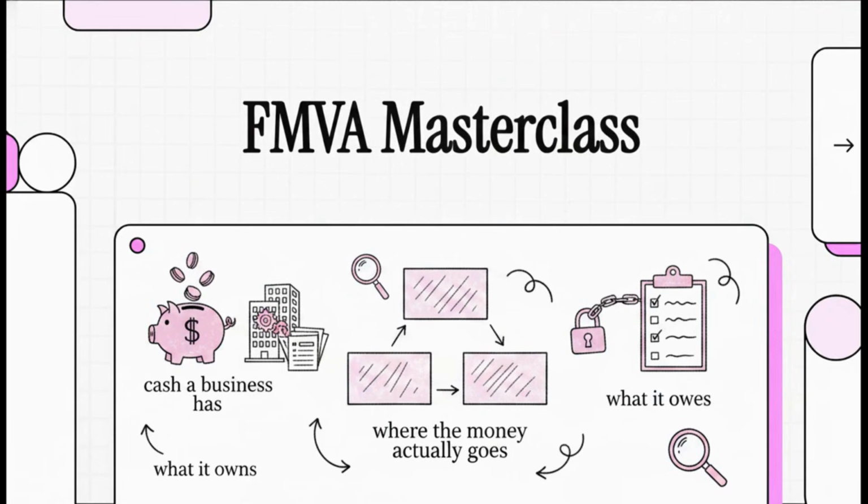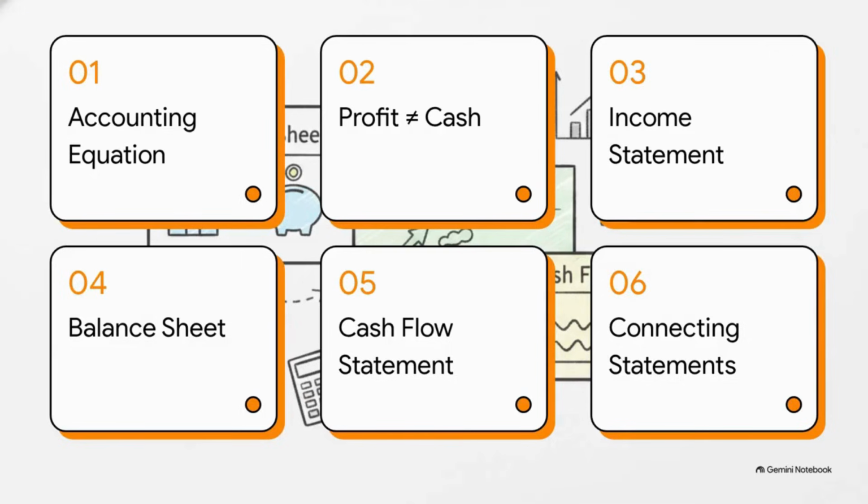So today, we are systematically breaking down exactly how a business records, classifies, and communicates its financial activities. We're going to establish how much cash a business actually has, what it owns, what it owes, and where that money actually goes. Okay, let's take a super quick look at our roadmap for today.